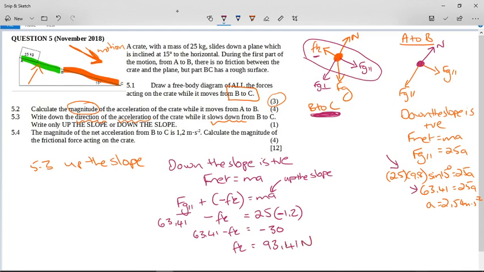93,41 newtons. So the hardest thing to remember in this question is the acceleration is going up the slope. The acceleration is a vector. It is opposing motion. So that is why we have to put it in the equation as a negative number.